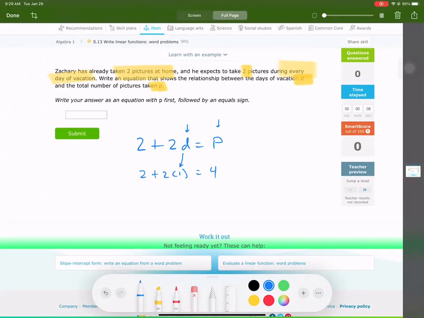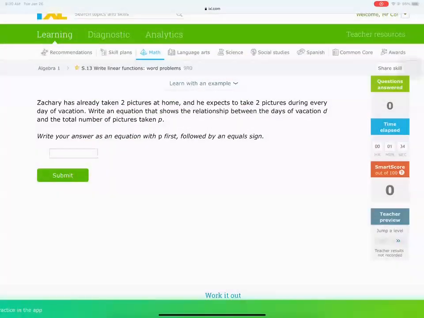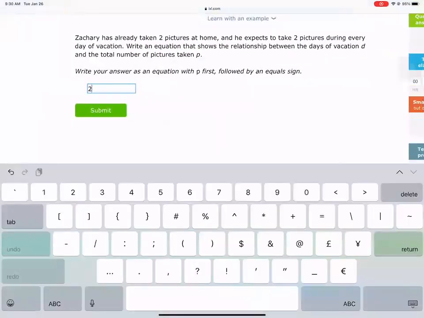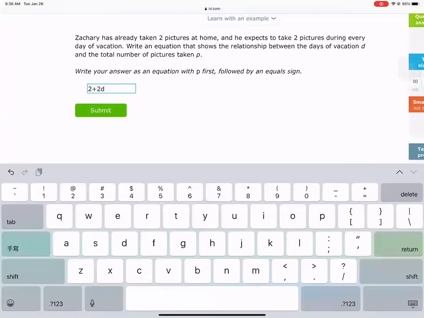So in Schoology, let's go ahead and write that. 2 plus my plus symbol, 2D equals P. And I'm going to tell you right now, if I hit this, it will be wrong. I didn't read all the directions, and this is what I did in that last class. Now, if you look at what I wrote here, I wrote 2 plus 2D, and that equals P, right? But look at how they want it. I want you guys to look here.